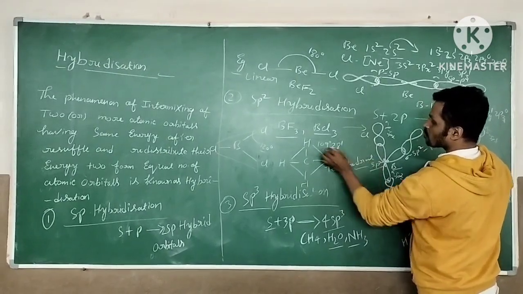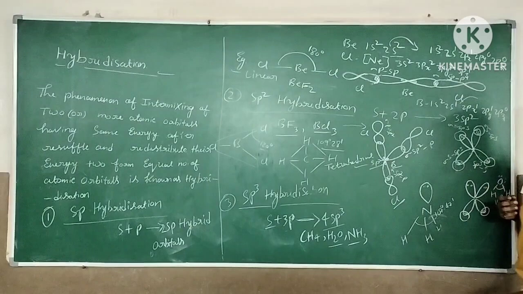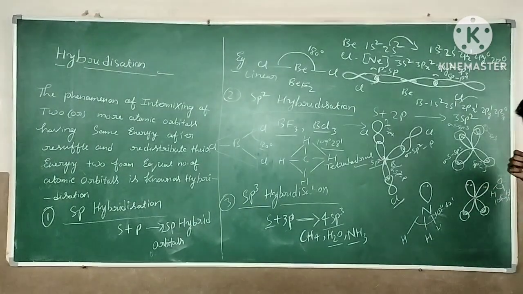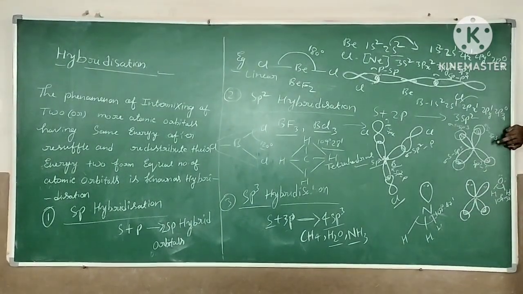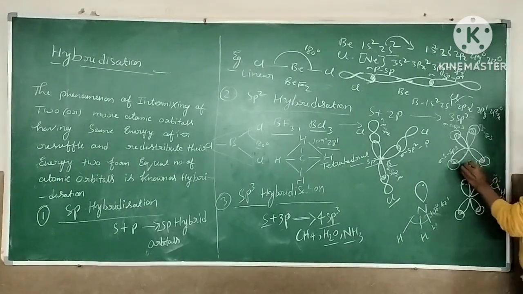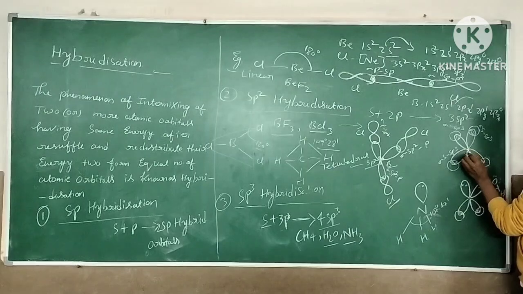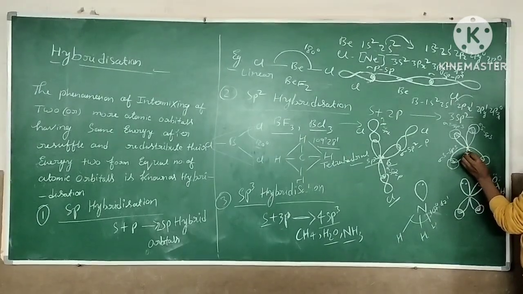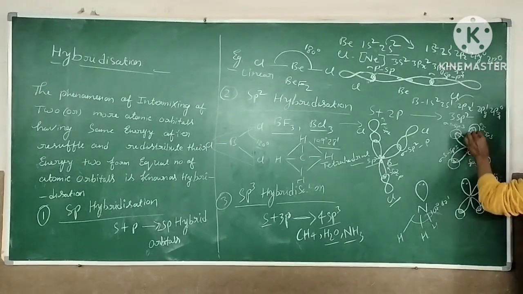Tetrahedral, already you know that the bond angle is 109 degrees 28 minutes. This is also formed by sp3 hybridization. This is methane: one s orbital and three p orbitals. This is the central atom, that is carbon.